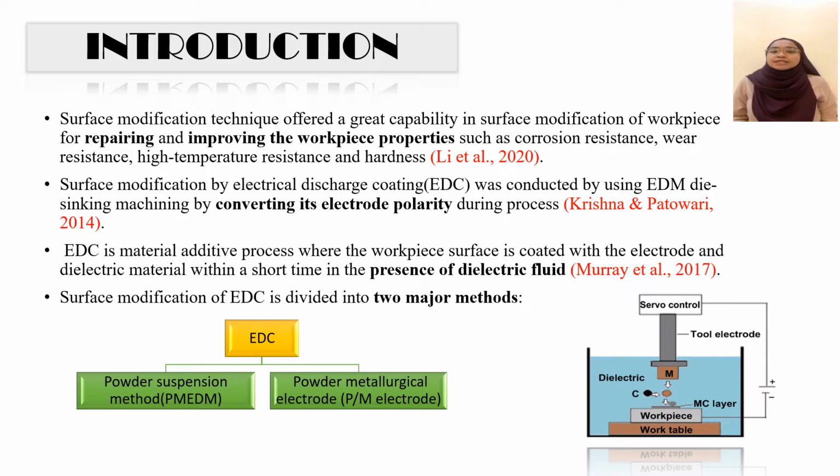This process is the same, but the only difference is the polarity. The EDC process uses negative polarity in order to provide a coating to enhance the surface properties of the workpiece. The EDC process requires the dielectric fluid to coat the electrode and the fluid at the surface of the workpiece. The EDC process consists of two major methods, which are the PM-EDM method and the PM-electrode method.